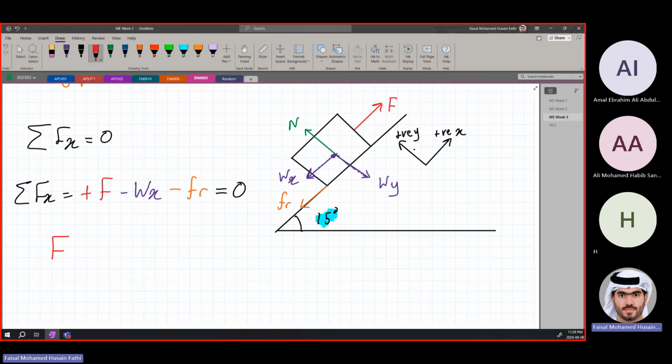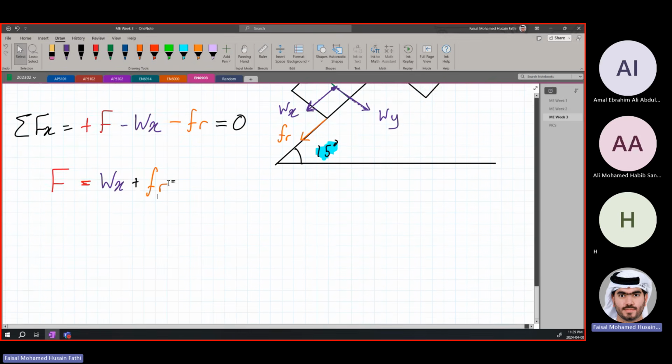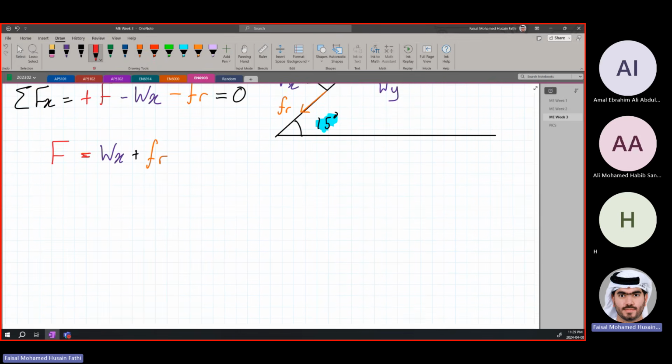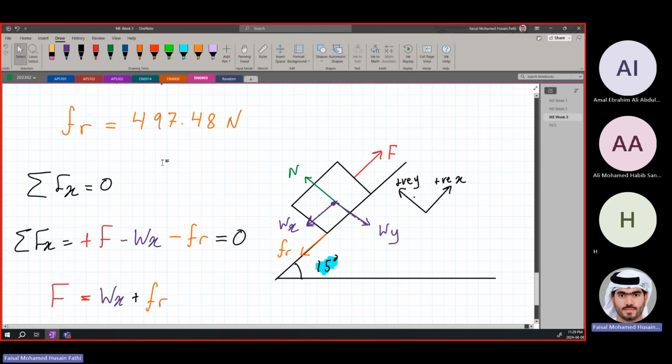So F is going to be equal to, we will just take the Wx and the Fr to the other side. So F is equal to Wx plus Fr. Okay, and we have the values for Wx and Fr, and we can just plug them in to find our force F value. Ali, you can go ahead and ask, it's fine. I can repeat something if you want me to repeat it.